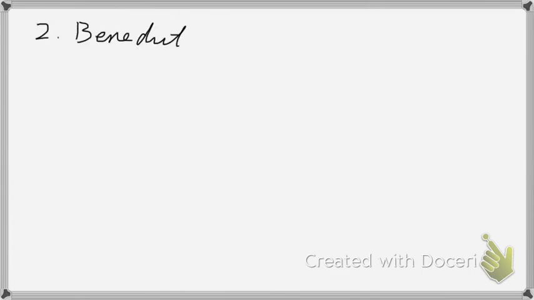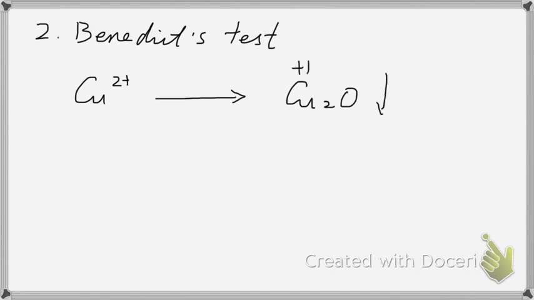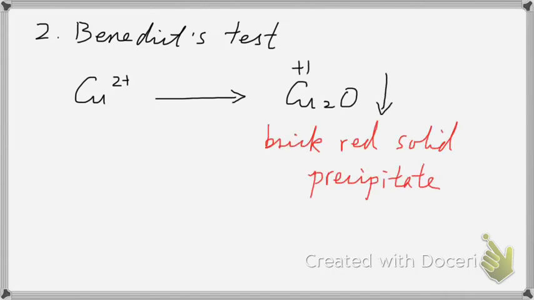Now I want to introduce two more reactions that oxidize aldehydes to carboxylic acids. The first one is called the Benedict test. In Benedict test, the oxidizing agent is a copper-2 reagent. The copper-2 ion is the oxidizing agent and it's reduced to copper-1 oxide. And the copper-1 oxide has a very characteristic color. It's a brick red color.